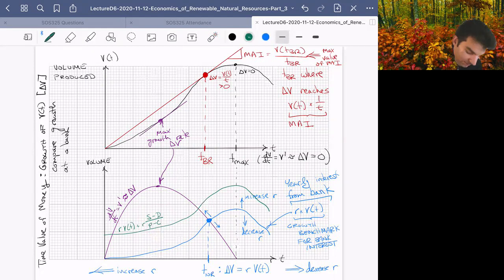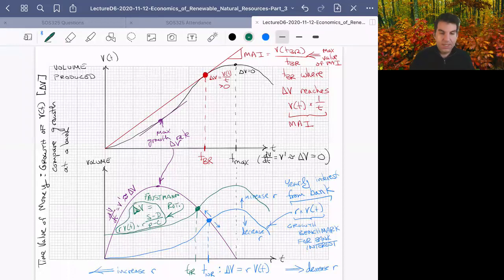And that is what makes the Faustman rotation, T_FR. The Faustman rotation is when delta V is equal to this threshold right here.